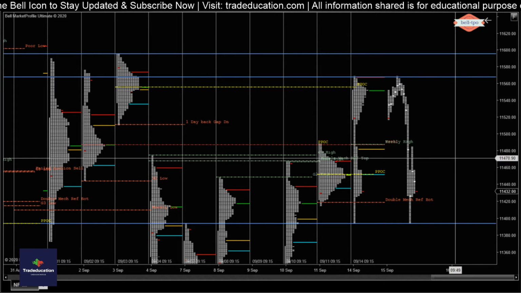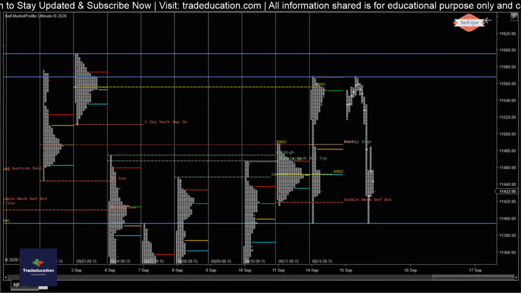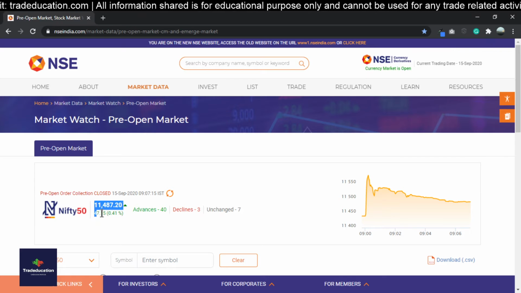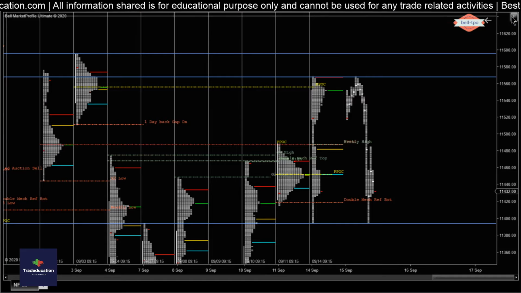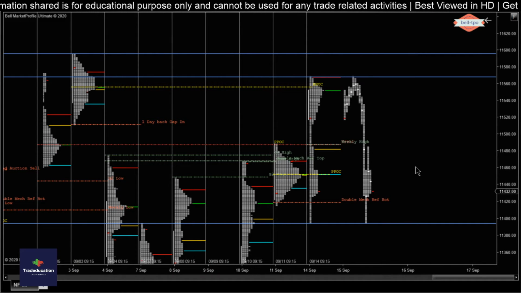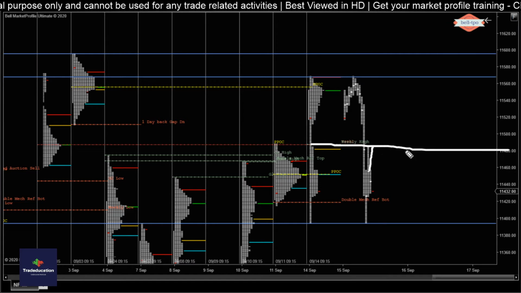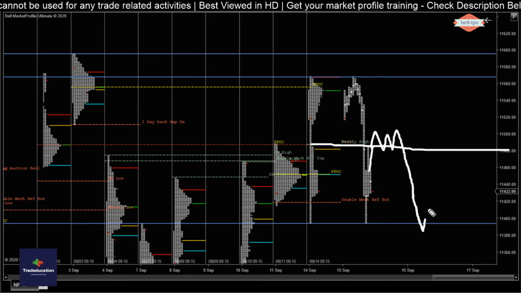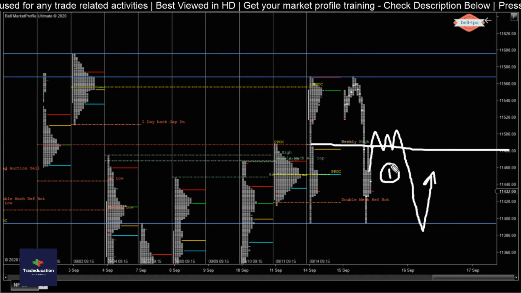Let me just bring in the pre-open market session, and let's see what the potential auction development paths are for today. Today is 15th of September. The auction is going to open 47 points up. Now let me close this. So it is going to open around this, and this will be my first reference. I'm expecting some sort of reversal from here, and then tag the low, and then come back. So this is the first auction development path.